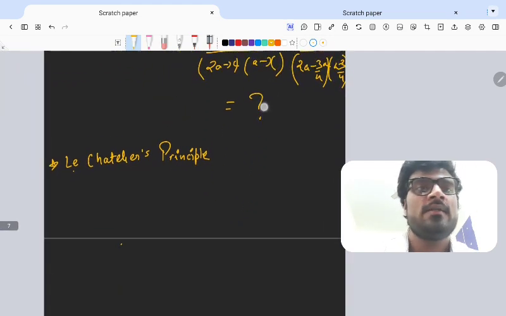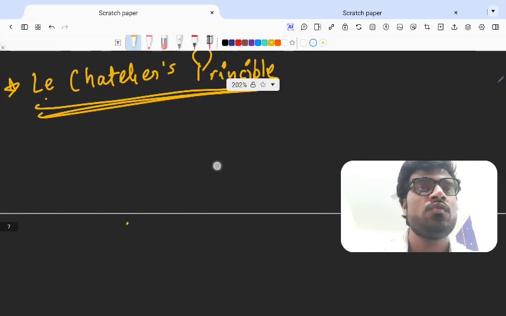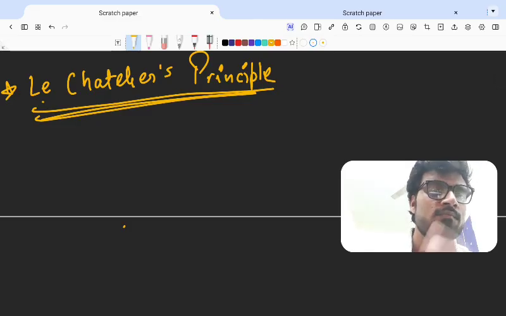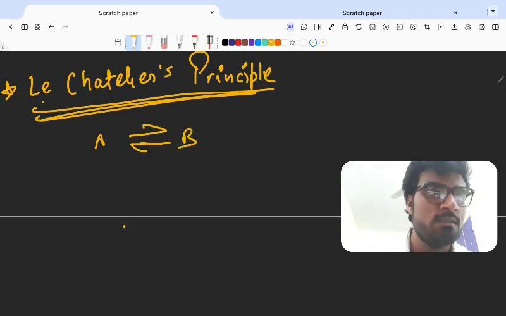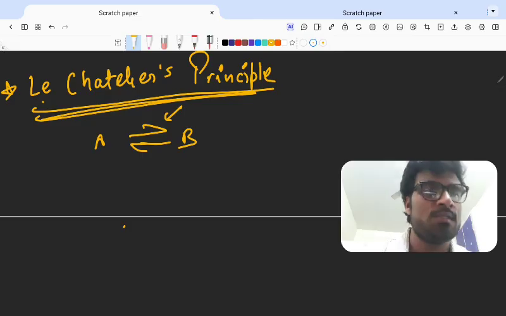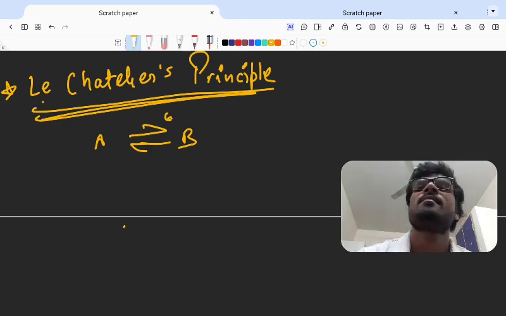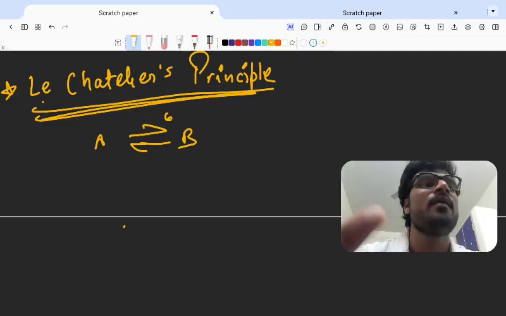Okay. Let us move to the next topic, that is Le Chatelier's principle. What does it say? It says that whenever equilibrium has been achieved, for example, a reaction is in equilibrium, whatever change we try to provide in this reaction, it will try to resist the change. It will not allow us to disturb the equilibrium. It wants to maintain the equilibrium. Equilibrium is self-maintaining kind of thing.